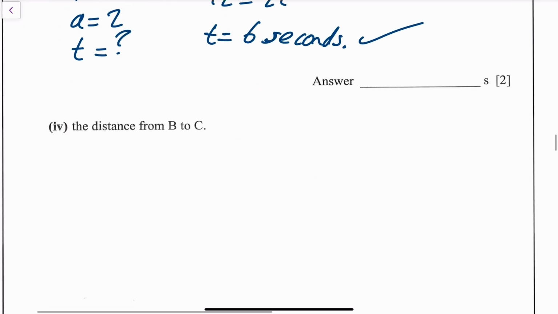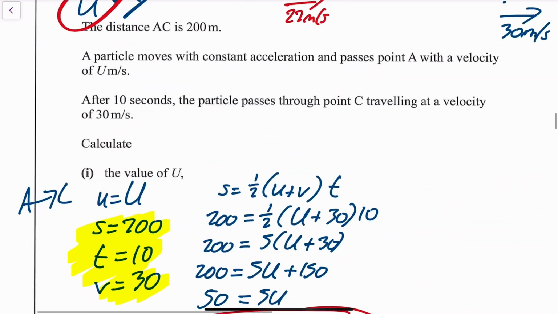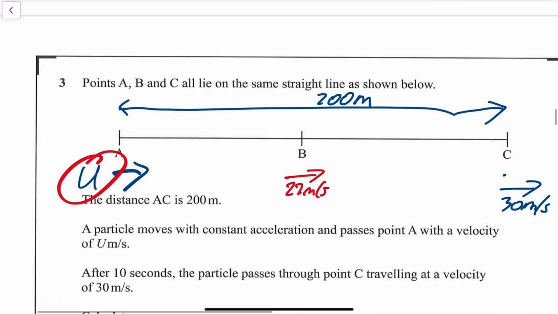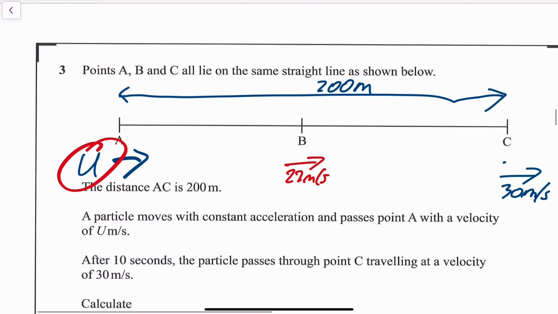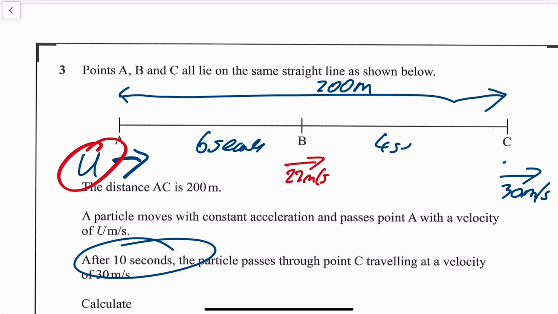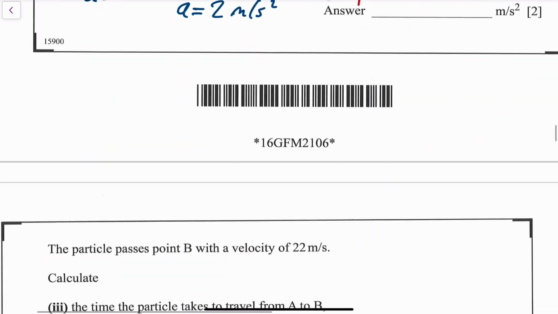Lovely. The distance of B to C. Okay, right. The total time for this journey from A to C was 10 seconds. We now know it was 6 seconds here. So that means this bit is going to be 4 seconds.